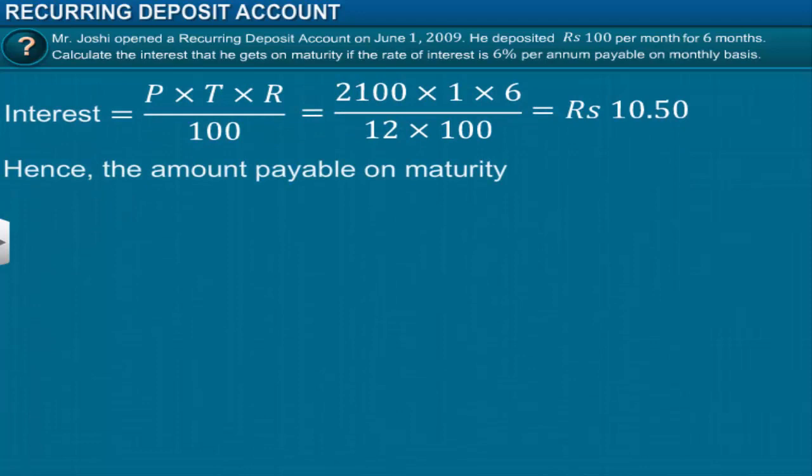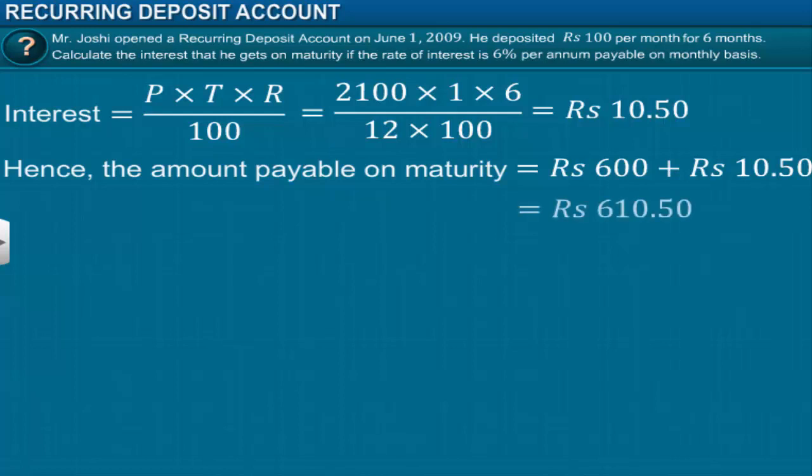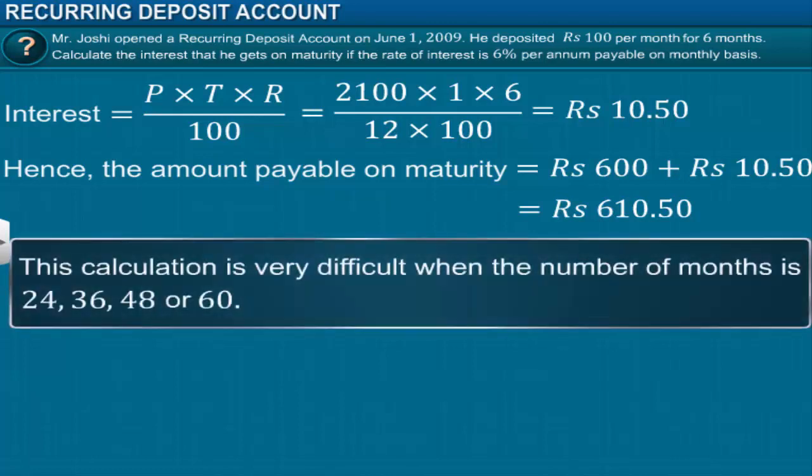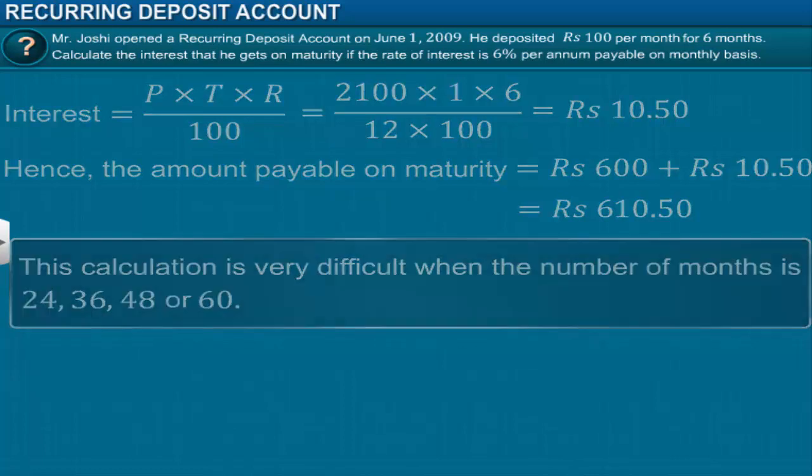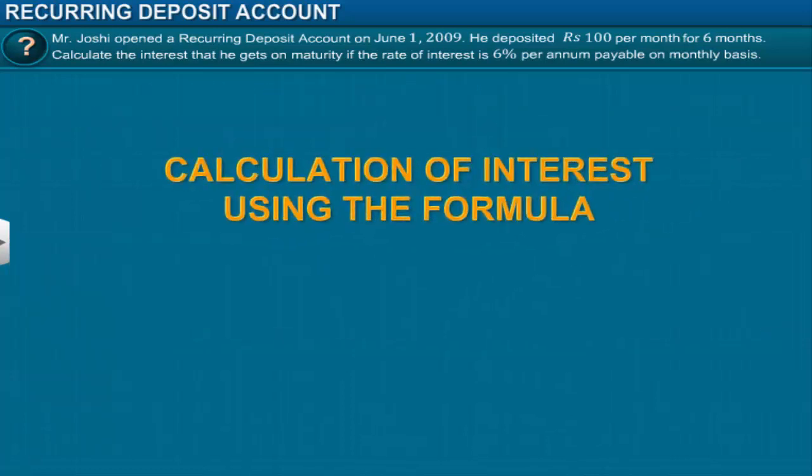Hence, the amount payable on maturity is equal to 600 rupees deposited for 6 months and the interest. This is equal to 610 rupees and 50 paisa. This kind of calculation is very easy when the number of months is less. However, it will be very difficult when the number of months is 12 or more. For such situations, there is a formula to find the interest payable on a recurring deposit.